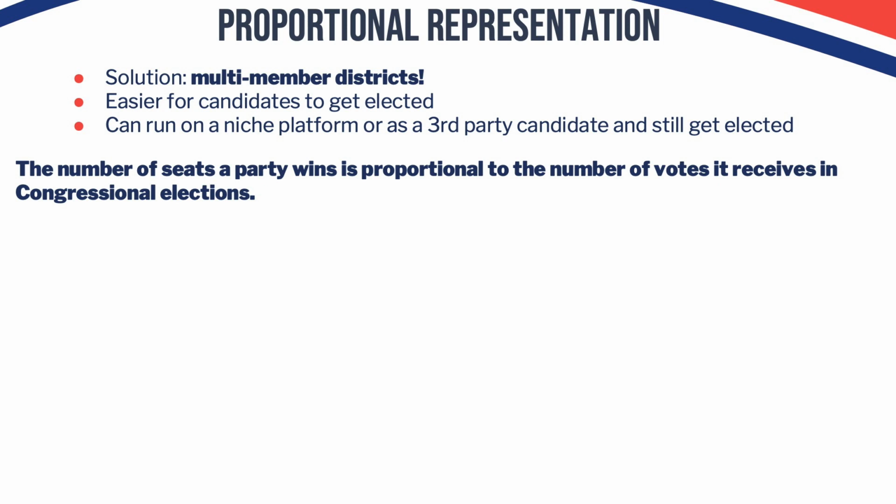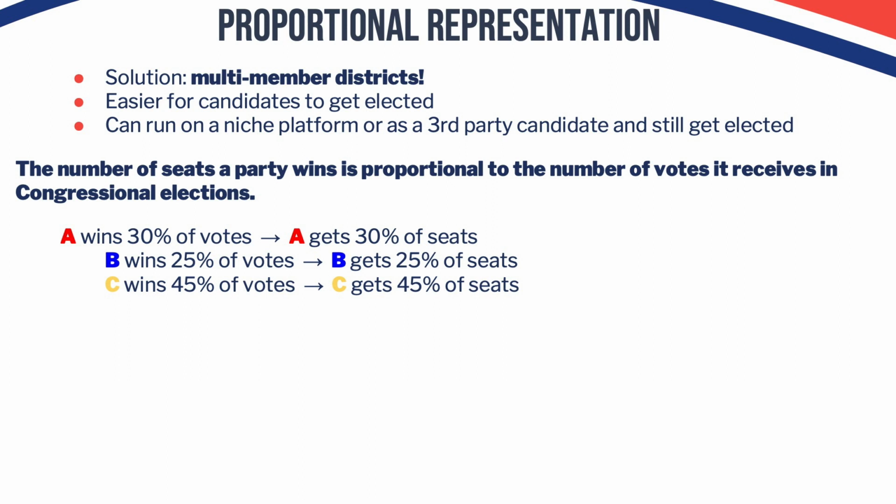So a little example for you, if we had 3 parties running, you might have party A. If they win 30% of the votes, then they get 30% of the seats. If party B has 25% of the votes, they get 25% of the seats. C, 45% of the votes, 45% of the seats. Makes sense. That makes sense.